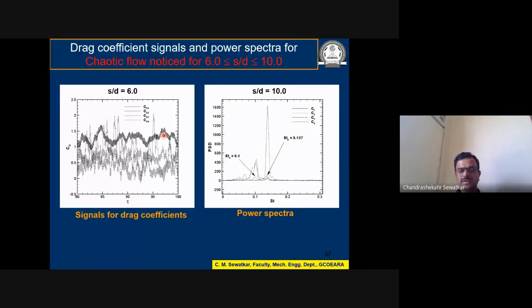At low spacing, the flow is synchronous in nature. On the contrary, in the earlier case, that is flow around a row of cylinders, the flow was chaotic at small gap ratios, that is spacing, and synchronous at large gap ratio. So here, in this particular case, what happens?